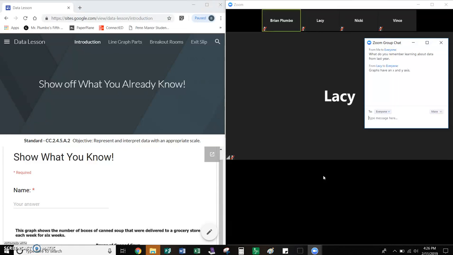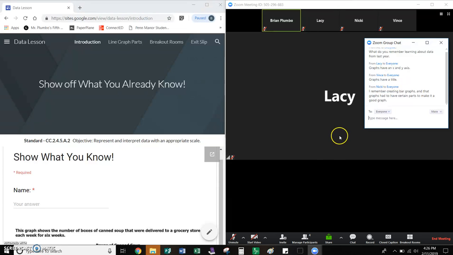All right, so Lacey remembers graphs need an x and a y axis. Very good vocabulary. Vince knows that graphs have to have a title. Excellent, good point. Nikki remembers creating bar graphs and that graphs had to have certain parts to make it a good graph. All right, good prior knowledge, everyone.